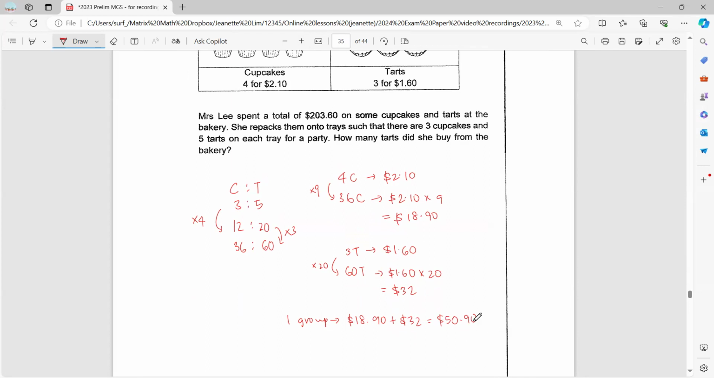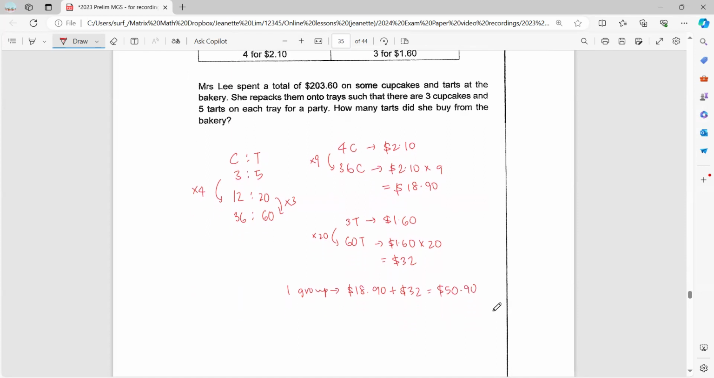But the value we want is not this. She spent a total of this. So use this to divide to find the number of groups, which will give us 4 groups. Now, 4 groups of what are we trying to find? How many tarts did she buy? Every group, there are 60 tarts. So the number of tarts will be 4 groups times 60. Total 240 tarts.